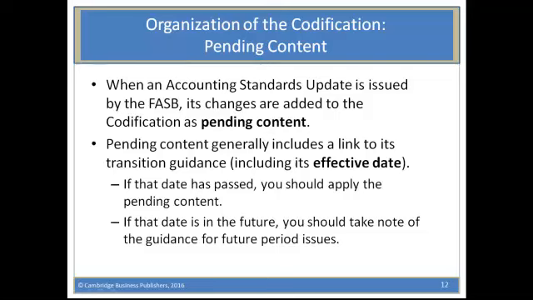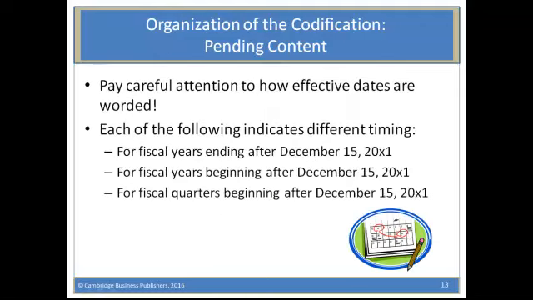Pending content. As you work with the codification, you're going to see quite a bit of pending content because of the changes in revenue recognition. When an accounting standards update is issued by the FASB, the changes are added to the codification as pending. And this will link you to the transition guidance, which includes the effective date. If the effective date is in the future, take note of that, but do not use guidance for a current accounting issue that will be effective in the future. Pay careful attention to how effective dates are worded.